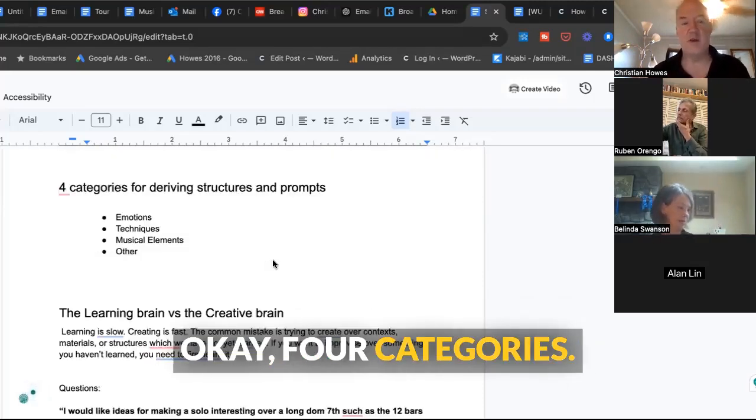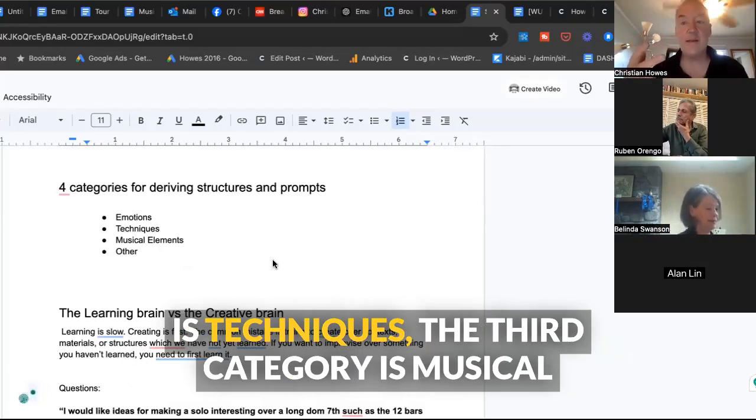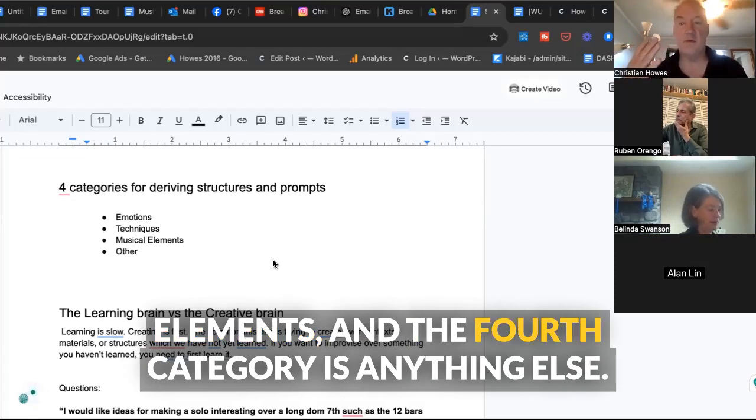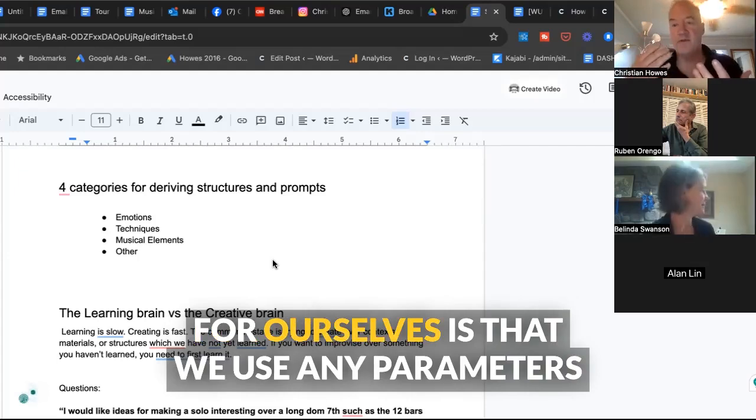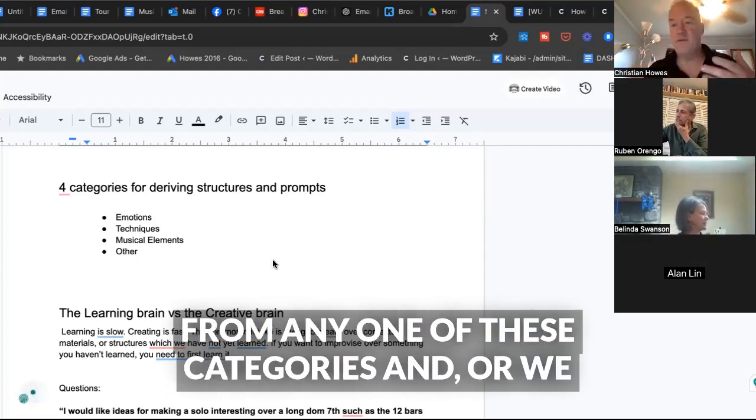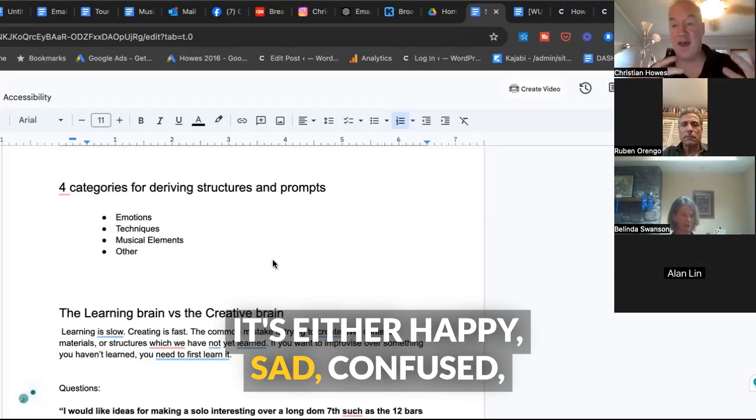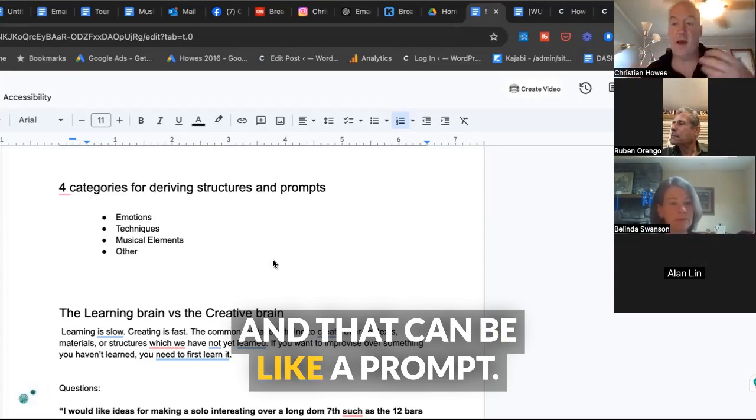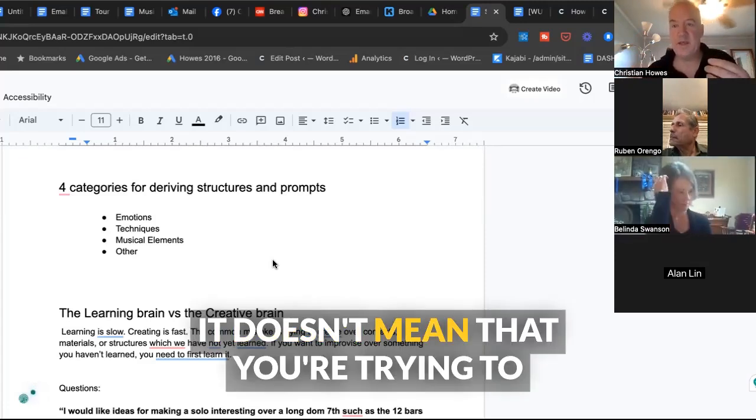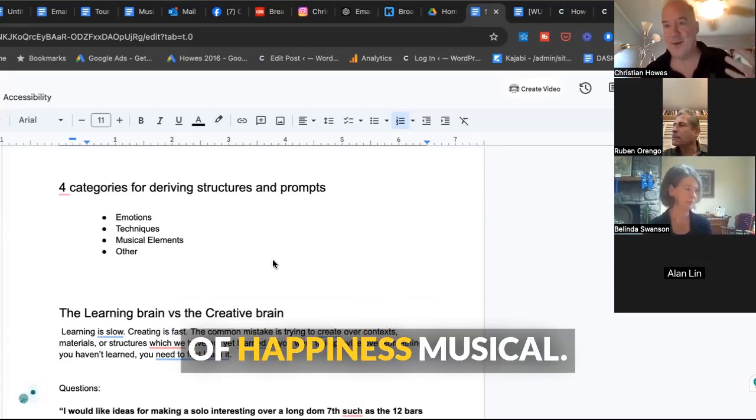Okay, 4 categories. The first category is feelings. The second category is techniques. The third category is musical elements. And the 4th category is anything else. The way we derive structures or prompts for ourselves is that we use any parameters from any one of these categories, or we combine the parameters. Emotions, that's easy, right? It's either happy, sad, confused, frustrated, whatever. You can pick an emotion, and that can be a prompt. It doesn't mean that you're trying to successfully represent that emotion of happiness musically.